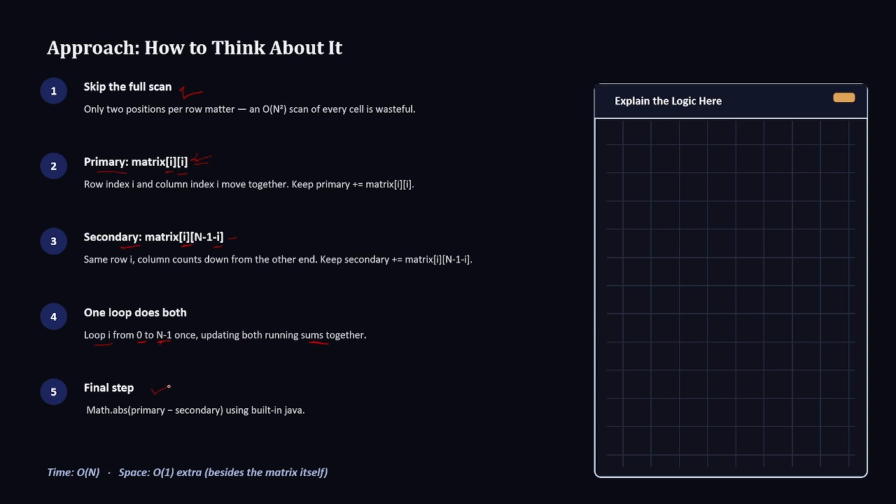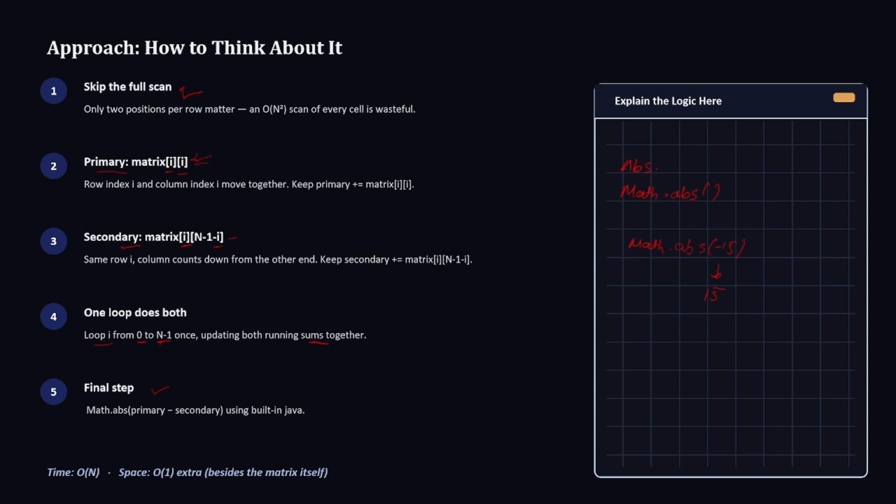Then the final step is to calculate the absolute difference between the primary and secondary diagonal sums. In Java, to calculate the absolute difference, we use the Math.abs built-in function that converts any negative value into a positive value, just like Math.abs of minus 15. So the output becomes 15, which is exactly what this question asks.